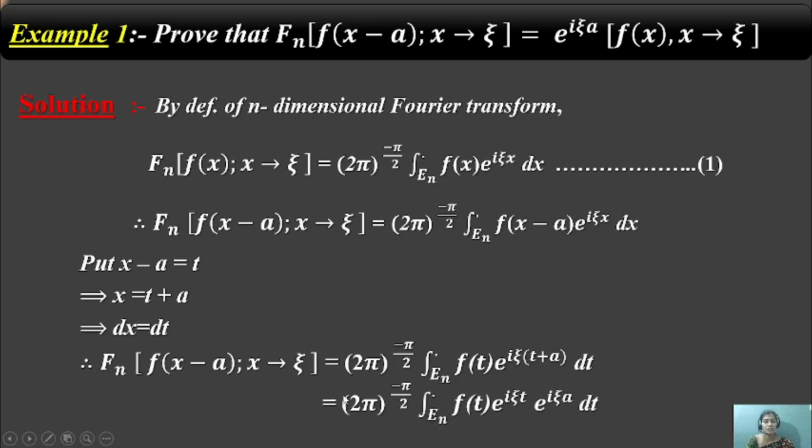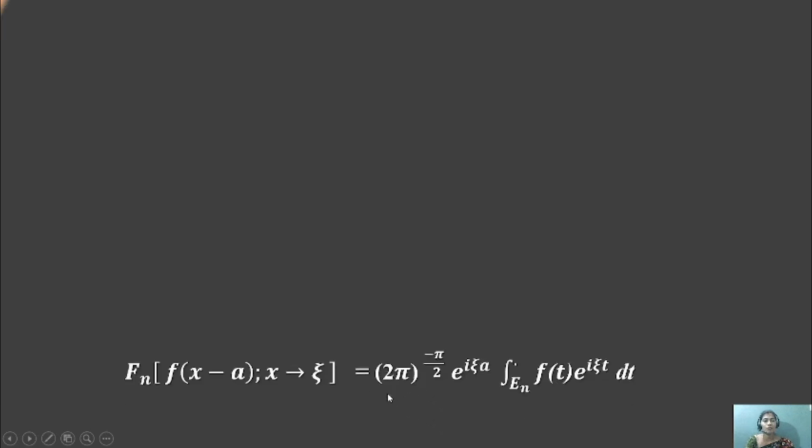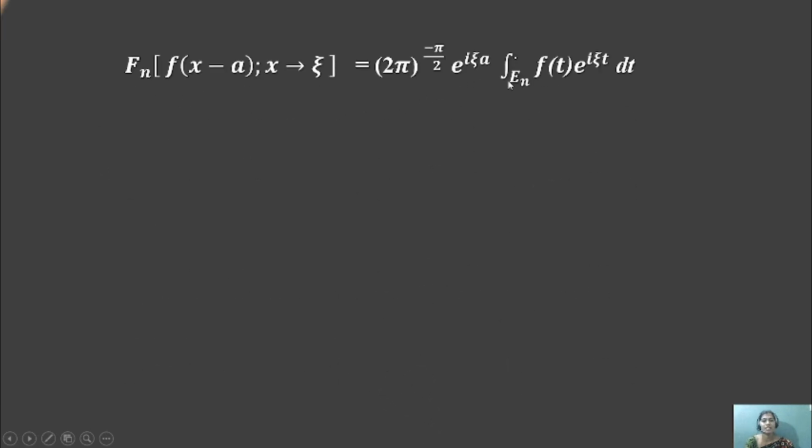Both of these conditions will change. Then 1 over (2 pi) to the power n by 2, the integral over Euclidean space of f of t e to the power i xi t, is separated into two parts: first multiplied by t, second multiplied by a, giving e to the power i xi a dt. Putting all these values into the equation, we get 1 over (2 pi) to the power n by 2. Since a is a constant, e to the power i xi a comes out of the integral, leaving the integral over R^n of f of t e to the power i xi t dt.